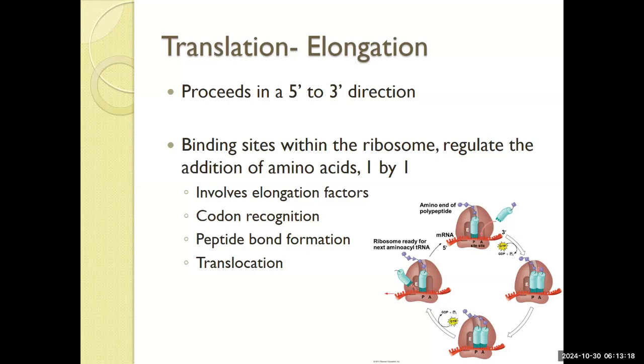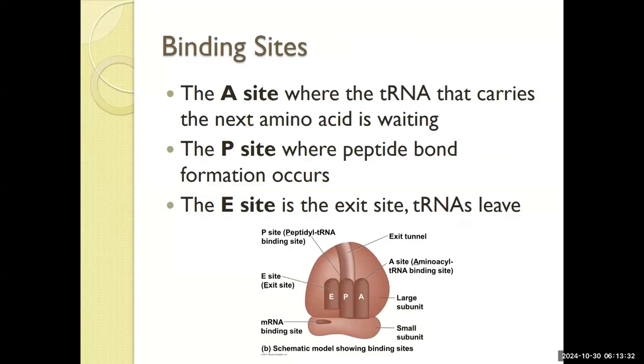This involves elongation factors, codon recognition with complementary pairing, a peptide bond being formed, and then the shifting of the ribosome, translocation down the transcript. In each of those sites, something unique is happening. The A site stands for attachment. This is where the aminoacyl tRNA will bind to deliver the appropriate amino acid. It has to match the appropriate codon and anticodon pair.